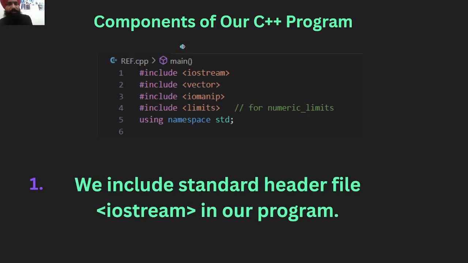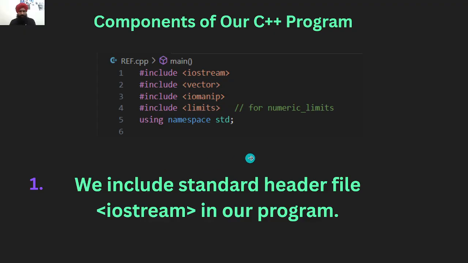Now, here are some of the main components of our C++ program. Whenever we write a program, at the very start, we include some standard header files, or our own written header files if we write any. So in our C++ program, we include the header files iostream, vector, iomanip, and limits. So we are going to see why we include all these header files and what the use of them is.